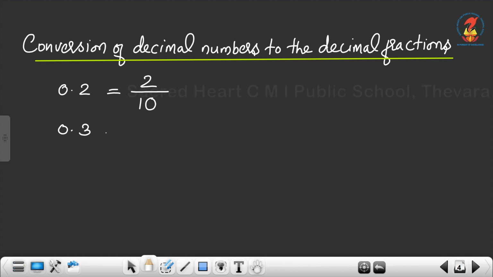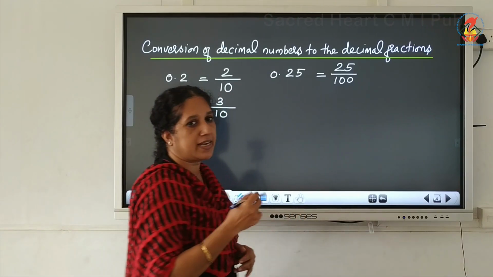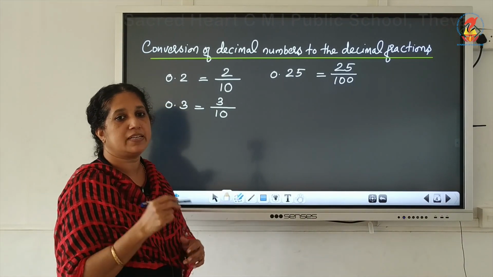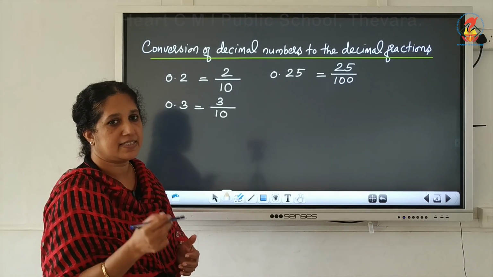Then 0.3. 0.3 means 3 by, the number of decimal places is 1, therefore 3 by 10. Next, 0.25. Count the number of decimal places, 2 decimal places. So the numerator is 25, and 25 by 100. The denominator we write for the fraction will be either 10, 100 or 1000, depending upon the number of decimal places in the decimal part.